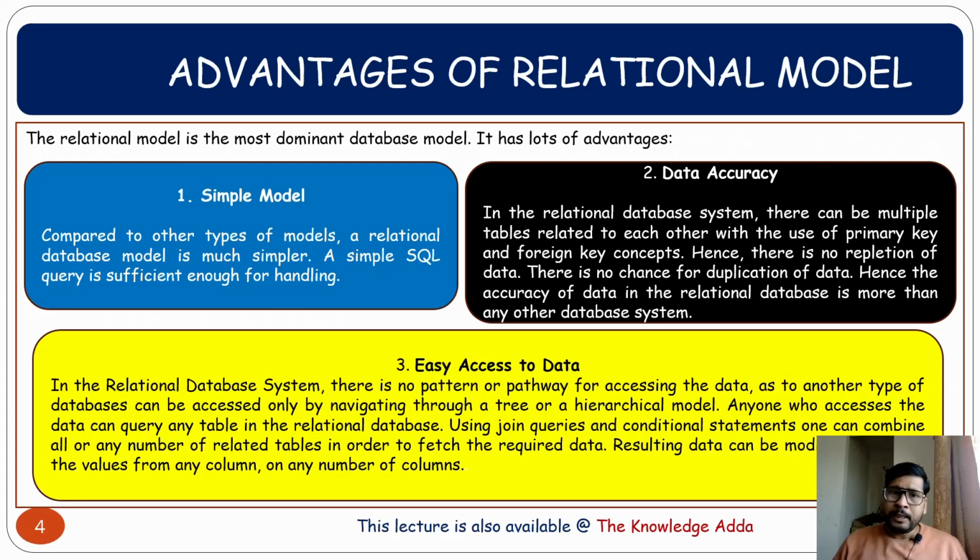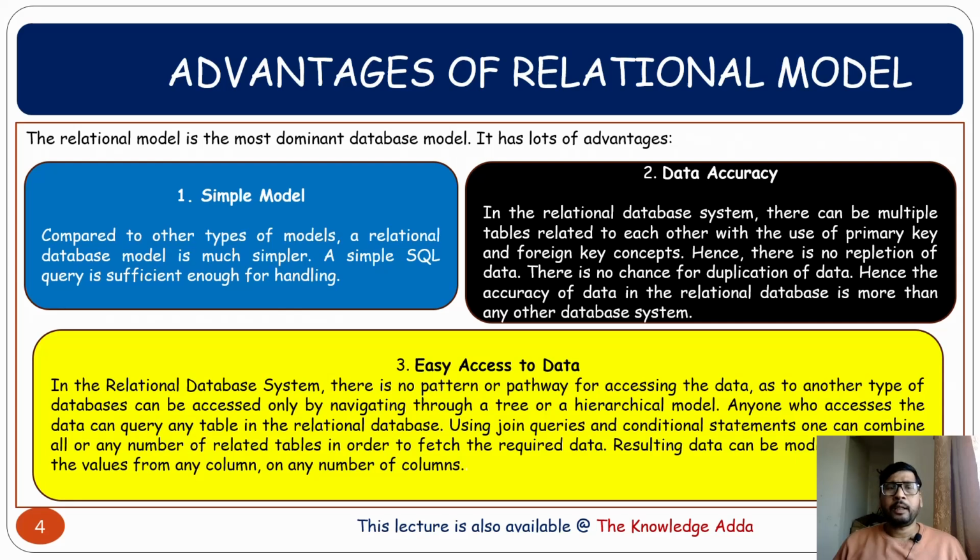But in the relational data model there is a concept of keys, like primary key and foreign key, and these keys are used to create a connection, a link, between tables. Due to this property, there is no replication of data, no chance of duplication of data. Hence, the accuracy of data in relational data management is more than in any other database system.